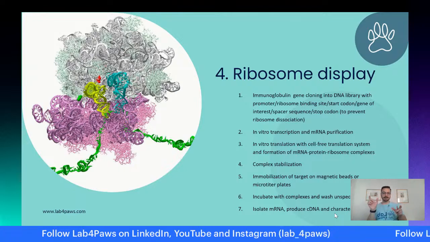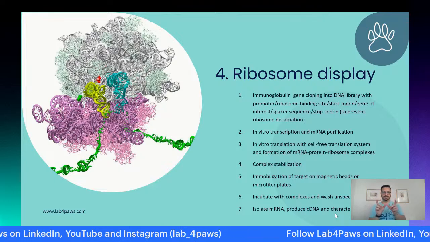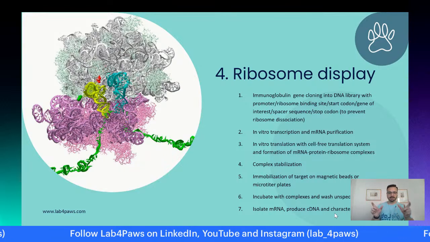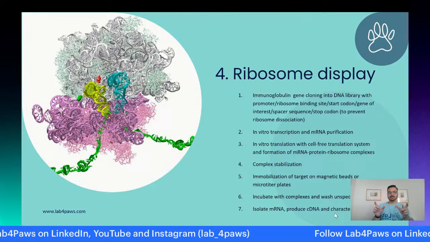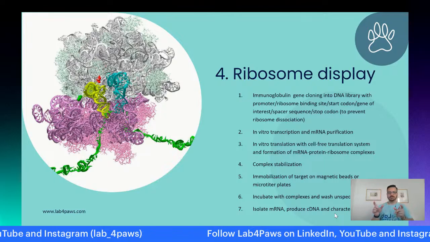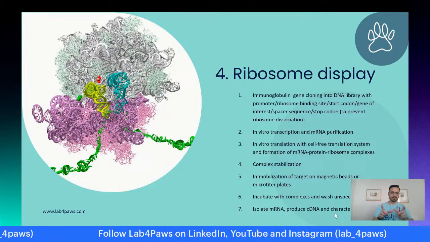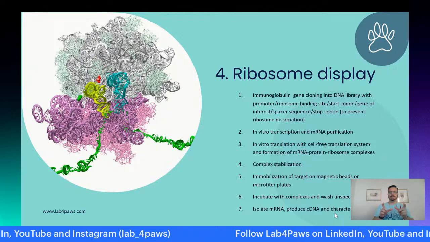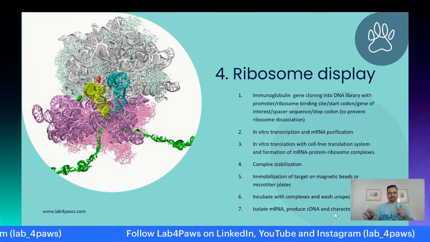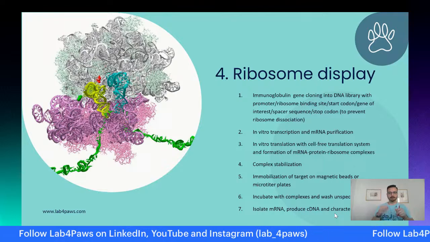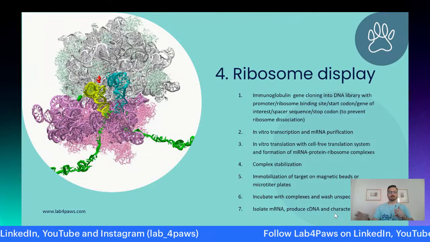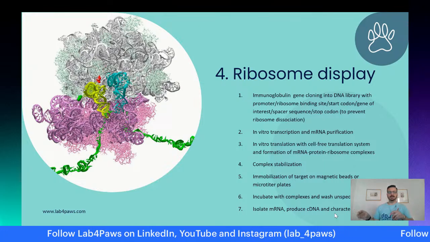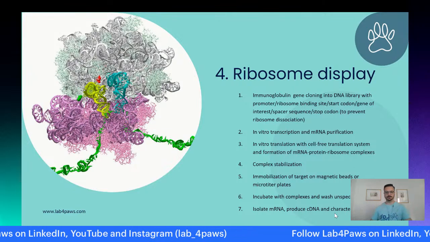And so I basically have the antibody and RNA bound together by this ribosome, and so I can identify which RNA is producing which kind of antibody, which is obviously great because it spares a lot of work. Then I would stabilize this complex, immobilize my target on magnetic beads, for example, or a microtiter plate, incubate the complexes and wash away the unspecific binding ones. Then I can just isolate the mRNA, produce cDNA, characterize, and continue the cycle.